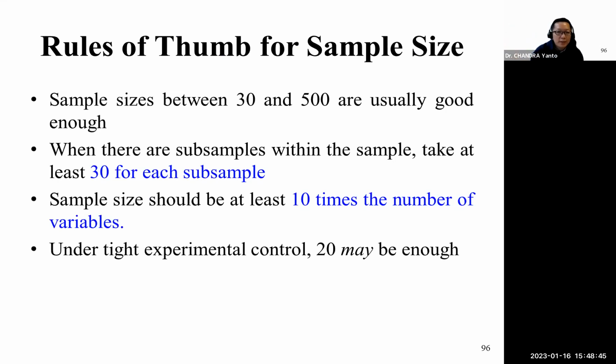So how big should the sample size be? There's no hard formula, but people usually use between 30 to 500 or even bigger if possible. If you have subgroups that you want to compare, then you should have at least 30 in each subgroup. Another good rule of thumb is to have 10 times the number of variables that you're studying. For example, if you have 5 variables, let's say one dependent variable and 4 independent variables, in total you have 5 variables, right?